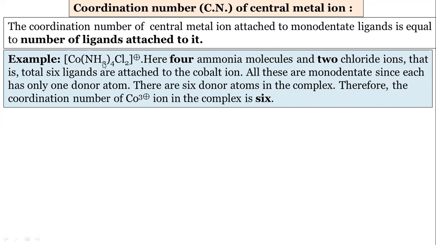4 ammonia molecules. These are the ligands, and 2 chlorine. These are also the ligands. So in case of ammonia, one nitrogen is the donor atom. In chlorine, chlorine itself is a donor atom. So the total number of ligands is 4 plus 2, that is 6. Total 6 ligands are there. So the coordination number is 6.